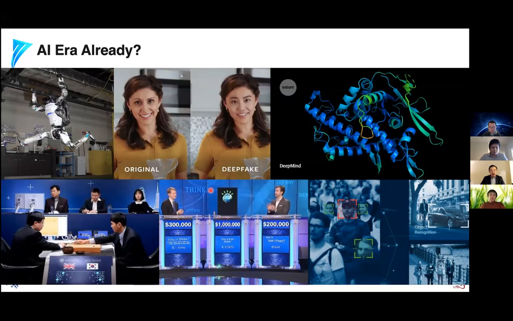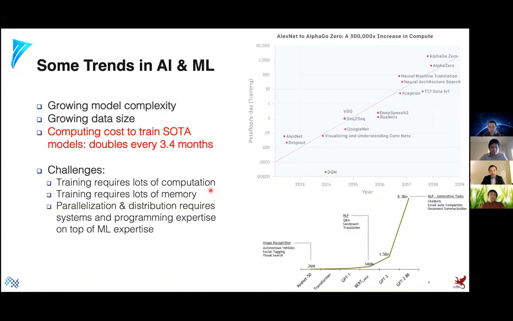But almost all of these new innovations and advancements are coming hand in hand with new and larger models. This represents a major trend in AI and machine learning. Here we see the curve of the growth of size and the computing burden, or workload, over the years with different machine learning models. There is a growing trend for model complexity, data size, and also training cost. There have been a lot of challenges in recent years for training these very powerful and advanced models that require lots of computation, lots of memory, and many technical innovations to parallelize and distribute those machine learning training tasks.